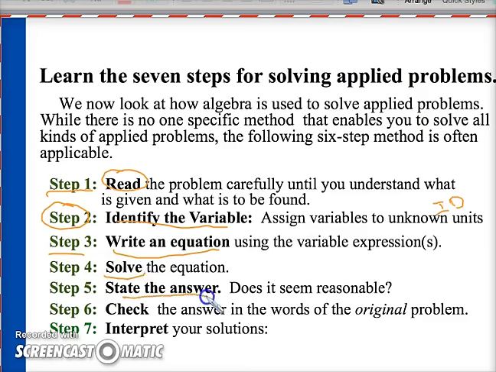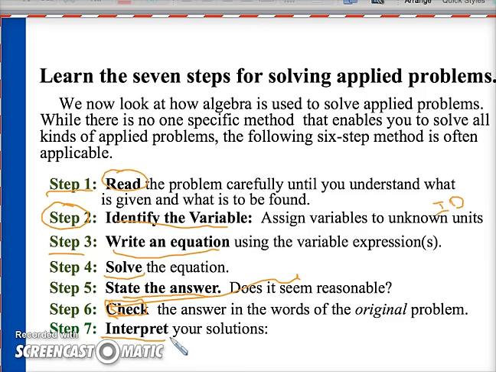State what the answer is and ask yourself, does it make sense? Does the answer logically make sense? And then often you want to double check it so that it actually makes sense of the whole situation, the math is correct, it satisfies your equation. And then finally, interpret the meaning of your results in the context of each situation that you'll be solving.